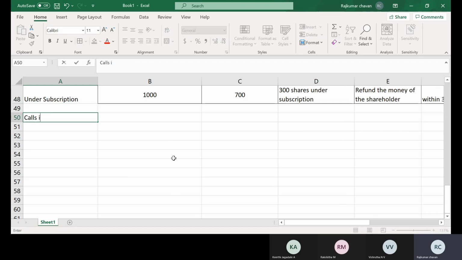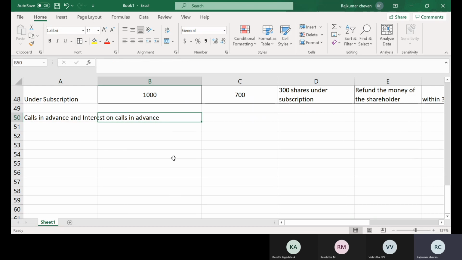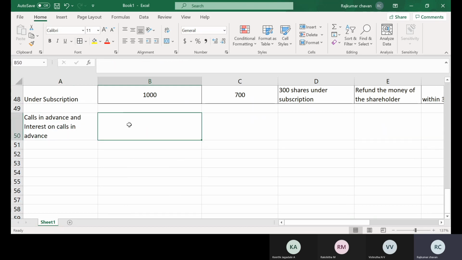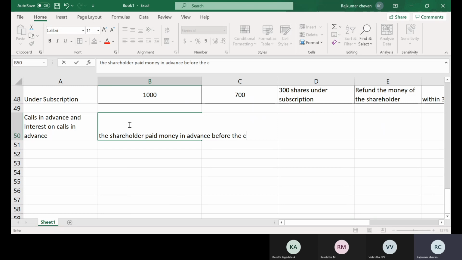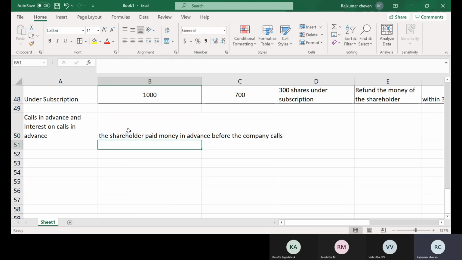Next, let us discuss the concept of calls in advance and interest on calls in advance. What is the meaning of this? What is, first of all, calls in advance? The shareholder paid money in advance before the company calls. That is called calls in advance.